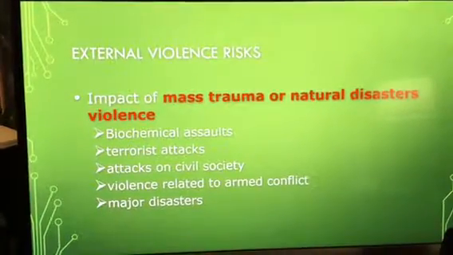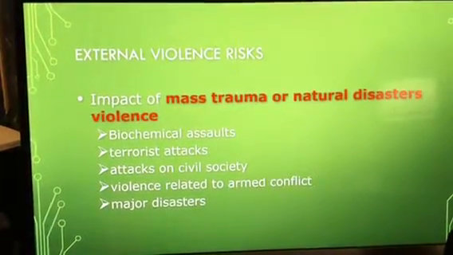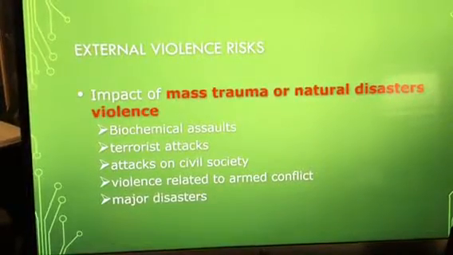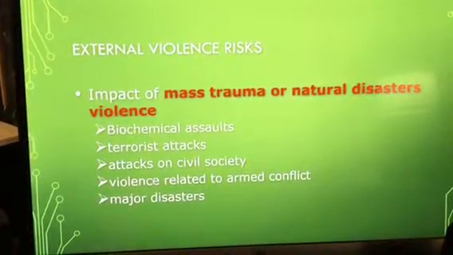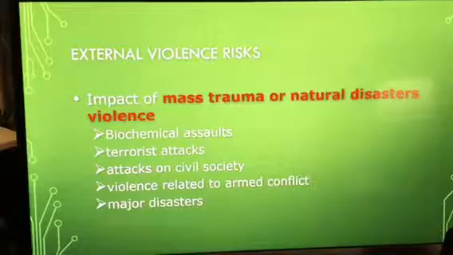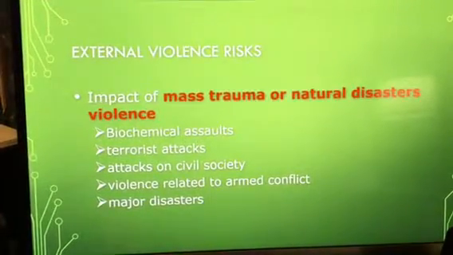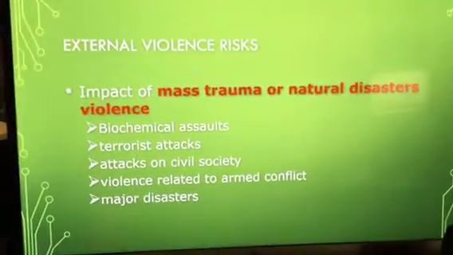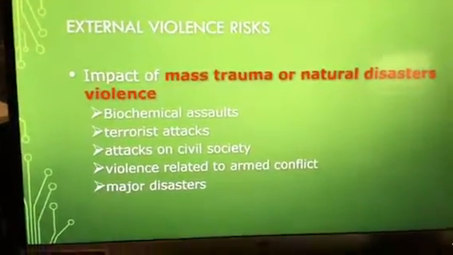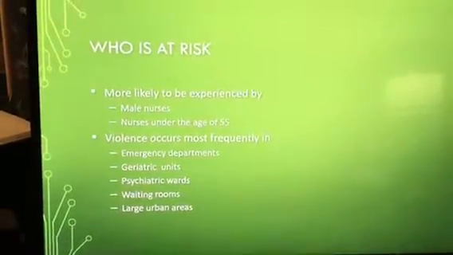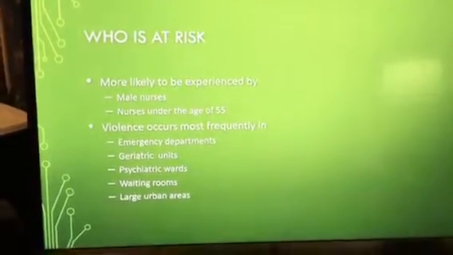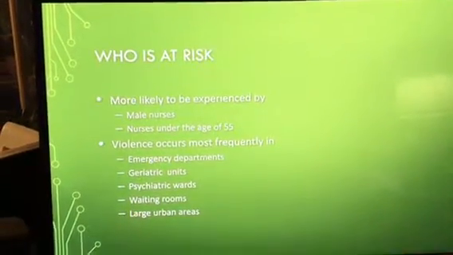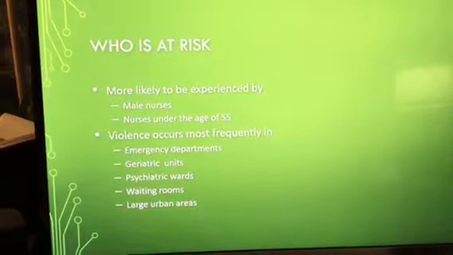Externally, we certainly can be at risk in the event of any acts of war, natural disasters, tornadoes, hurricanes. We stay. We don't go. Explosions, terrorist attacks, biochemical attacks. I mean, these are things that are difficult for us to sometimes process or think about, but certainly it's a risk to the profession. So who's at risk when it comes to violence?